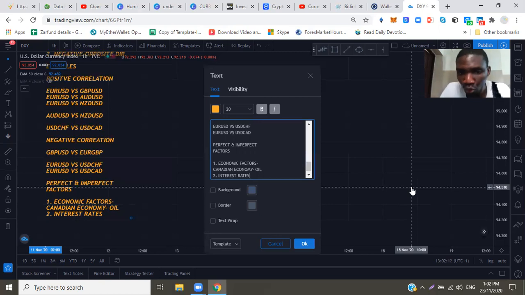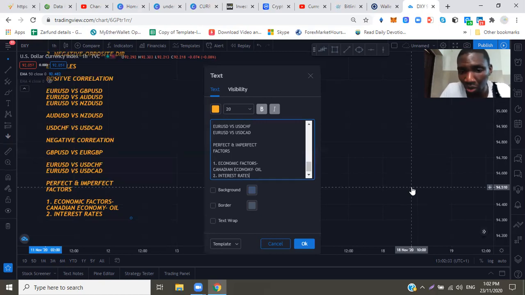So that also will shift the correlation equation that the Canadian currency has with either the US economy or any other economy that you can pair it with. All right, so these are the two factors that affect the correlation, making it either perfect or imperfect.